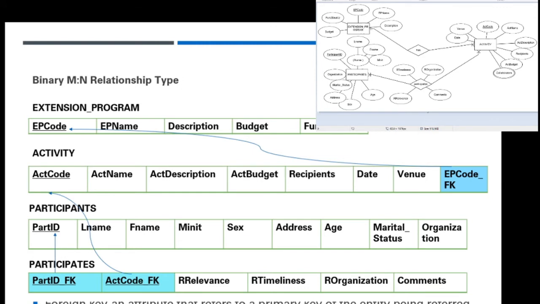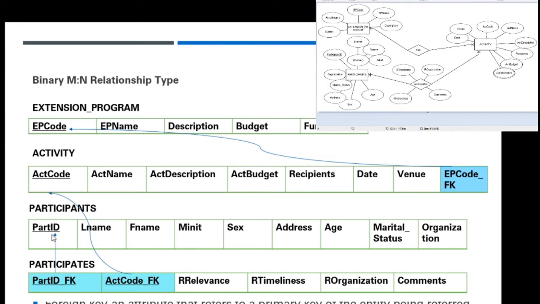Binary many-to-many relationship type. In the binary many-to-many relationship type, what you're going to do is create a new relation. So we have here the participates. Include all the simple attributes that are in that relation. So we have here our relevance, our timeliness, our organization, and comments.